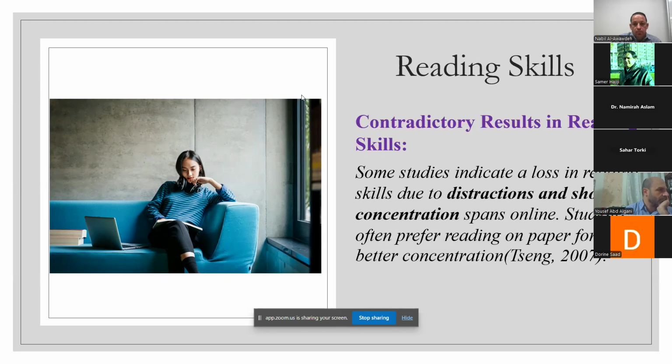However, I think since reading skills is something that students need to be self-disciplined and do by themselves, here it's not the role of the teacher or the mode of the class. It's the students who are responsible for reading the materials. However, students say that they prefer reading on paper, and online classes make them distracted.